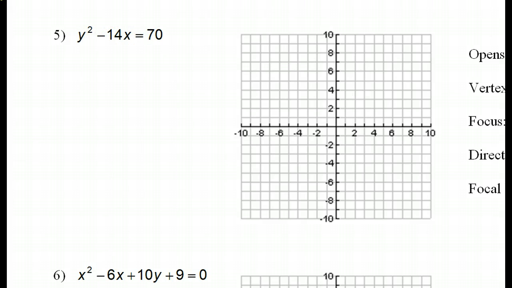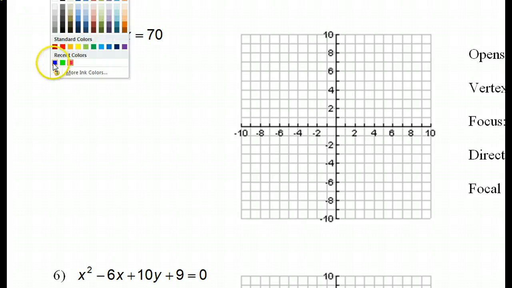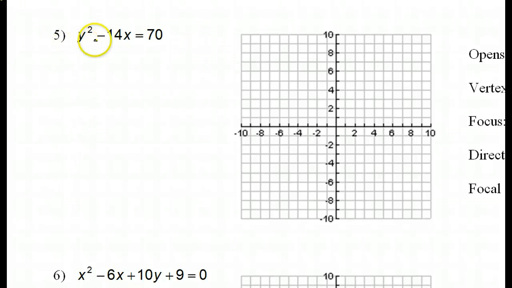Well, let's rewrite this in standard form. Now I'm noticing that the y is squared, so I know the y needs to be over here on the left, which means this needs to go to the right. So I'm definitely going to add 14x to both sides.